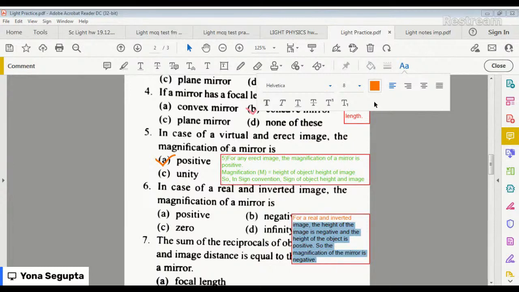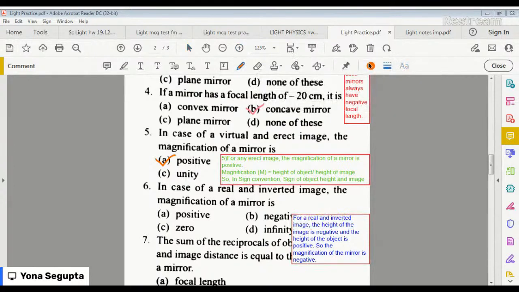Okay. Okay, understood. Now, so the answer will be negative. Why negative? Again, here it comes. Because we are comparing a real image and an inverted image. So what will be the magnification of the mirror? We already know this one.